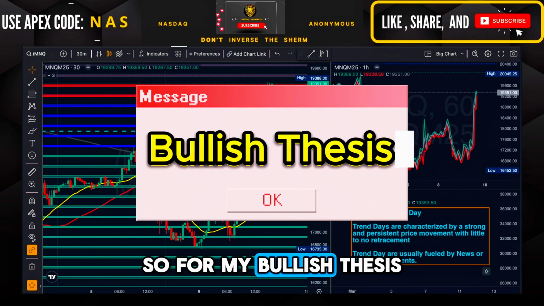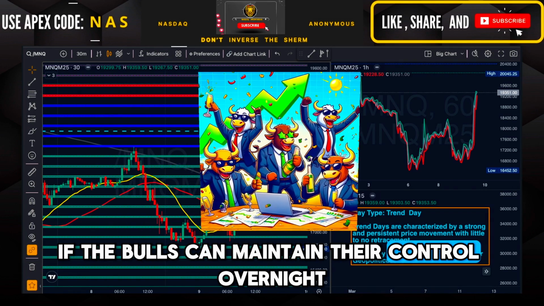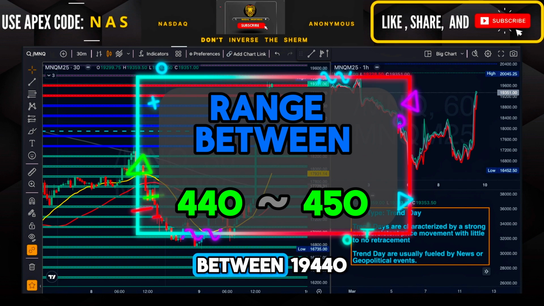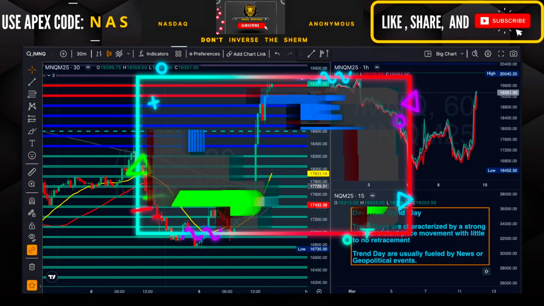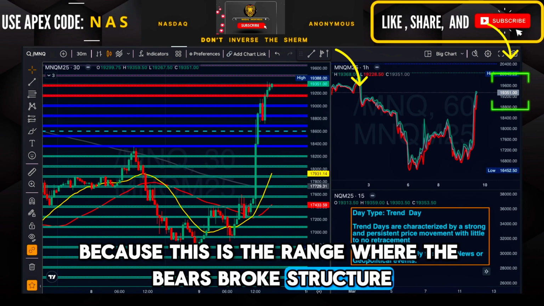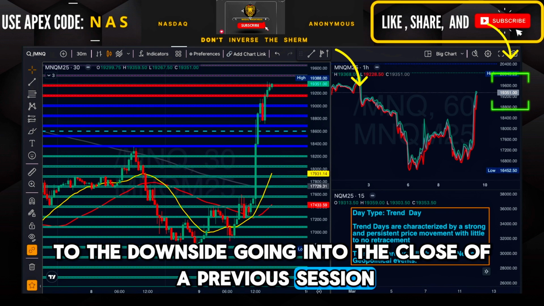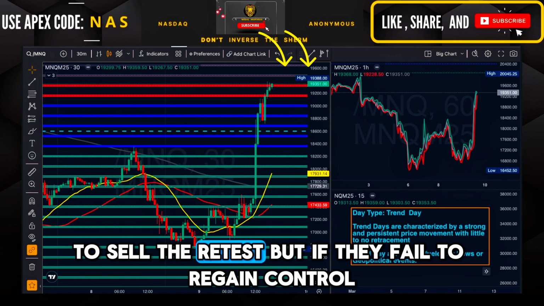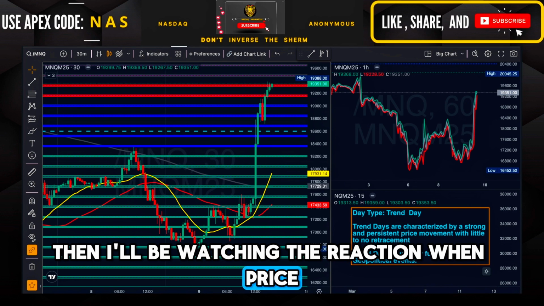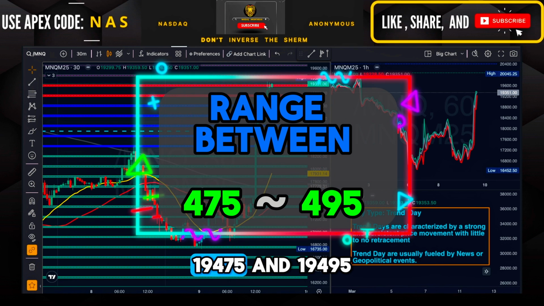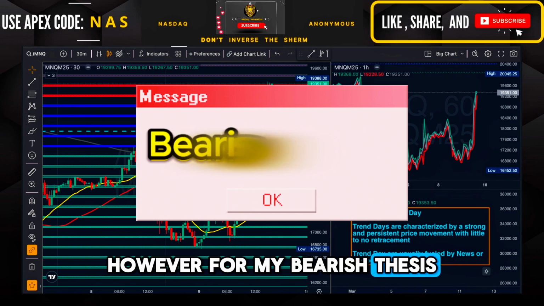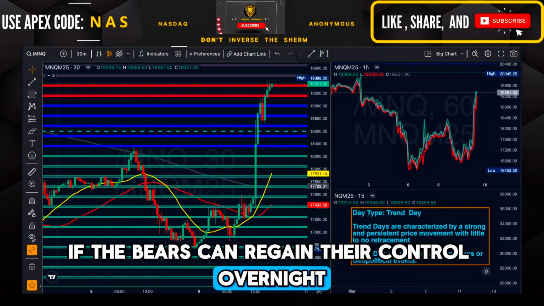So, for my bullish thesis, if the bulls can maintain their control overnight, then I'll be watching the reaction when price trades back within a range between 440 and 450. Because this is the range where the bears broke structure to the downside going into the close of a previous session. And I do expect for passive sell orders to be resting around this area to sell the retest. But if they fail to regain control, then I'll be watching the reaction when price trades within a range between 475 and 495.